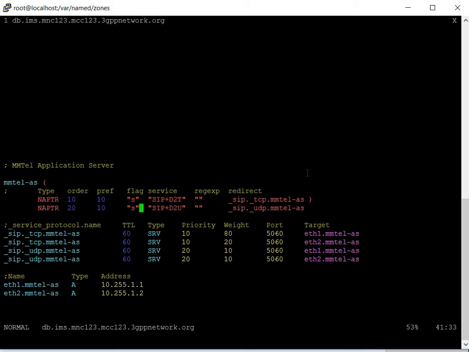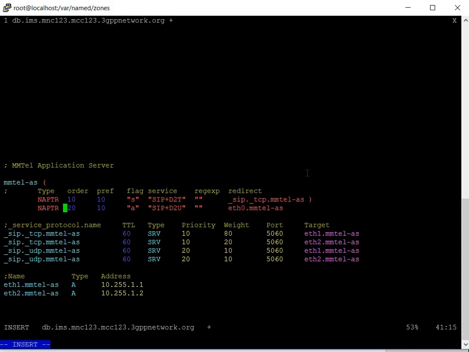Now, if I were to change this, I could change it to an A flag, and I could make this an interface like, let's say, eth0.mmtel-as. So now it just says, if you want to know about its UDP information, just query for the IP address of eth0 on mmtel-as. That's a different type of answer, and we get a different type of subsequent request. If I look up this A record for eth0, I would just get an IP address. Whereas with this S record, I know to ask for an SRV record type after this NAPTR query and to get different information, more flexible.